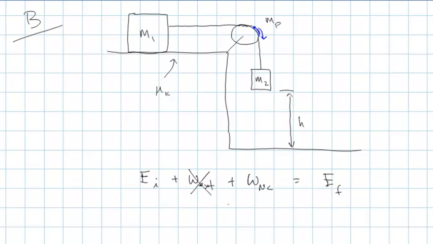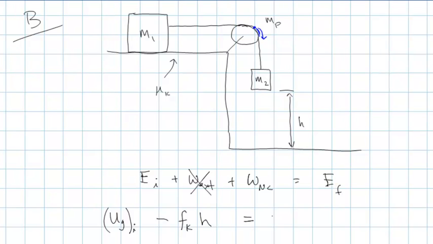It's released from rest, so there's no kinetic energy initially. I'm going to call the floor my lowest point in the system. That's where m2 has 0 gravitational potential energy. So when it starts out, it's going to have gravitational potential energy. m1 never changes in height, so it doesn't have any gravitational potential energy change, so we don't have to account for it. And that's all the energy of the system initially. Nothing's moving. We're going to subtract the work done by friction, which is the friction force times the distance.